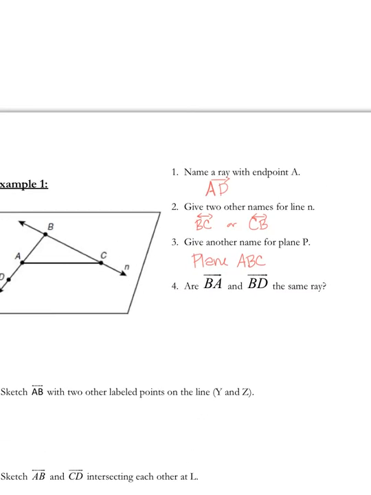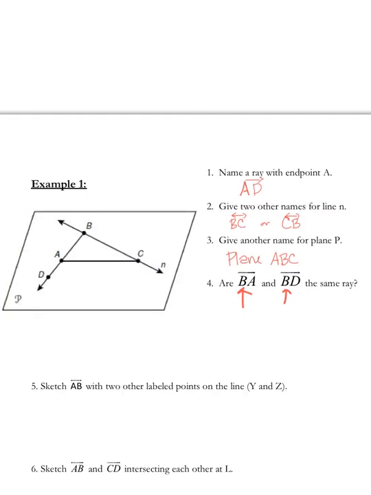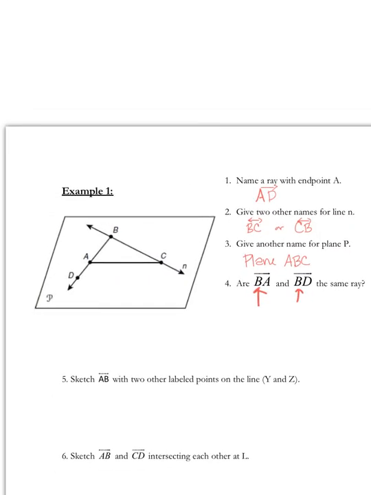Are BA and BD the same ray? First, do they have the same endpoint? Yes. So they both start at B. Now, do they go in the same direction? BA, yep, and BD, yes. So yes, they are the same ray because they have the same endpoint and they're going in the same direction.